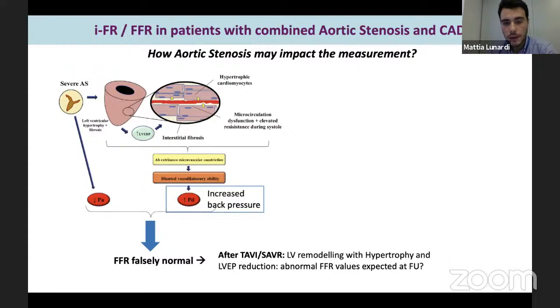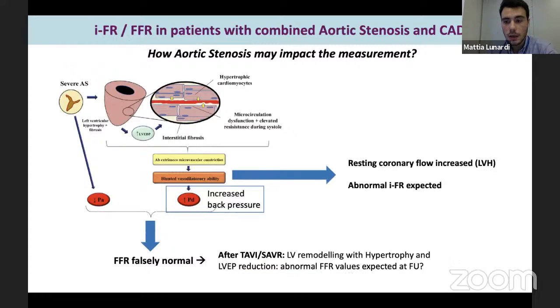For the iFR, the story is opposite, because with the left ventricle hypertrophy, we have an increased resting coronary flow. So that's the same story as anemia, and we can expect an abnormal iFR, so a more positive result than the result given by the FFR at the same moment and for the same stenosis.